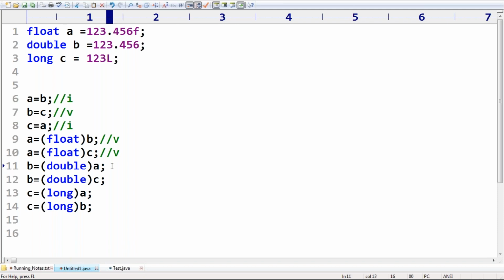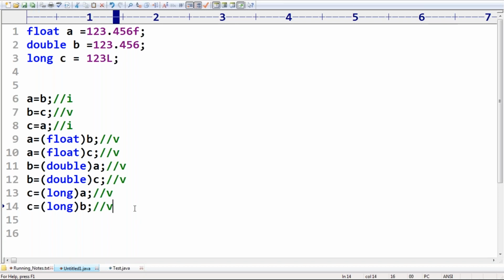B is equal to double of A. Yes, valid. Sir, C is equal to long of A, C is equal to long of B. Is it valid or not? Valid. Whenever we are performing explicit typecasting, what is the problem with that? Next, whether typecasting is being performed to the corresponding type or not is also very important, friends.